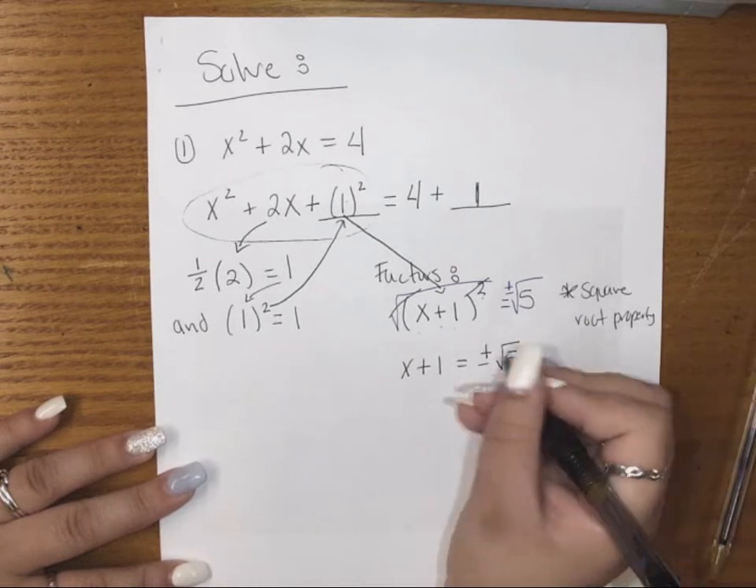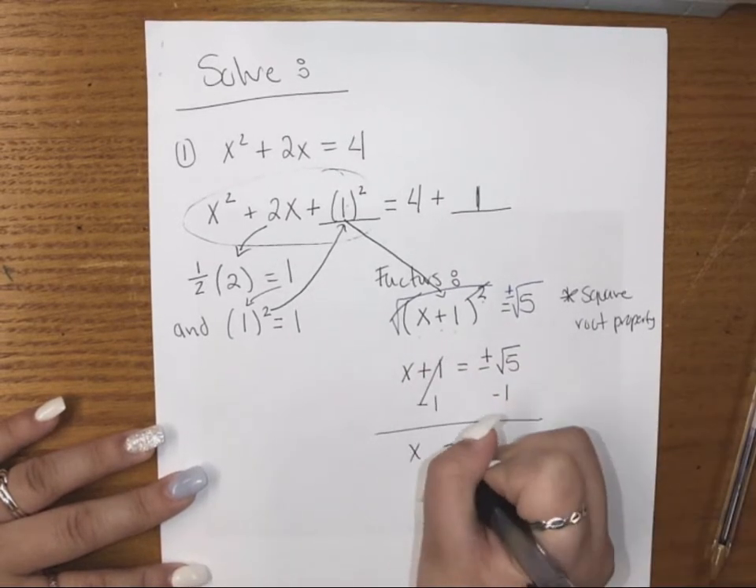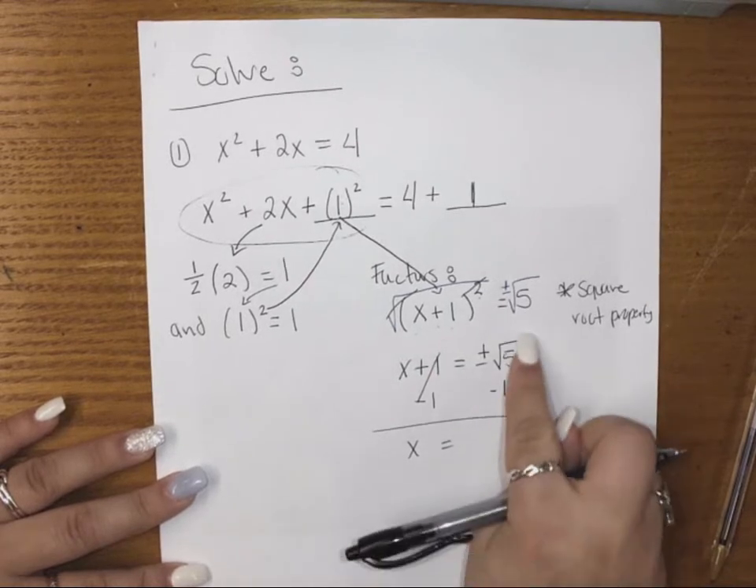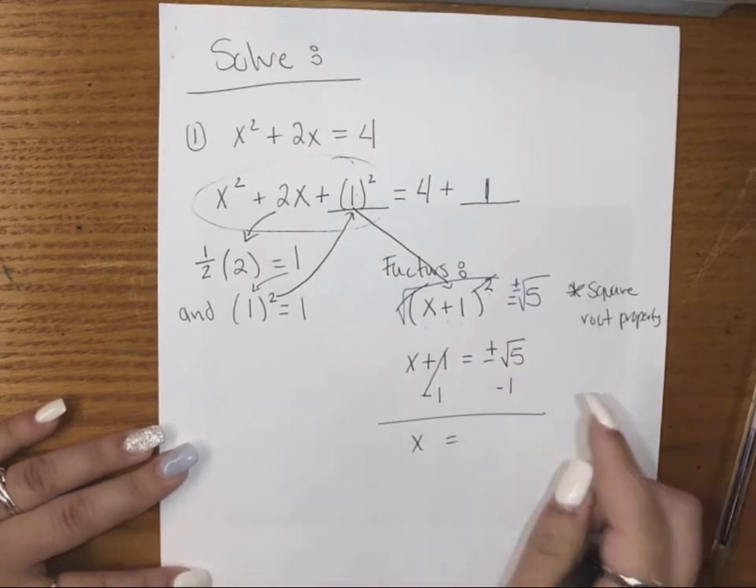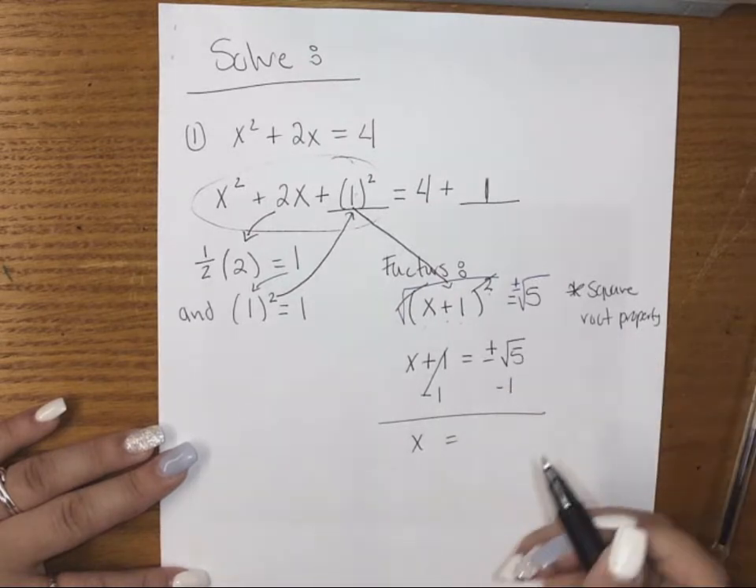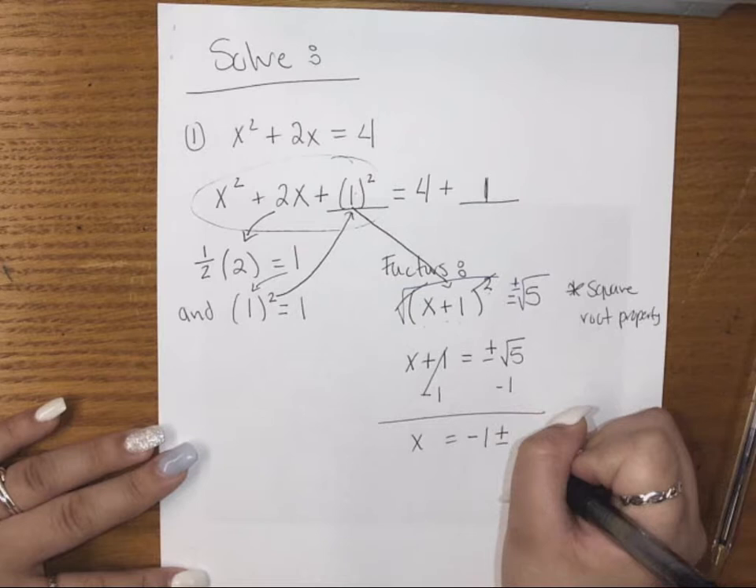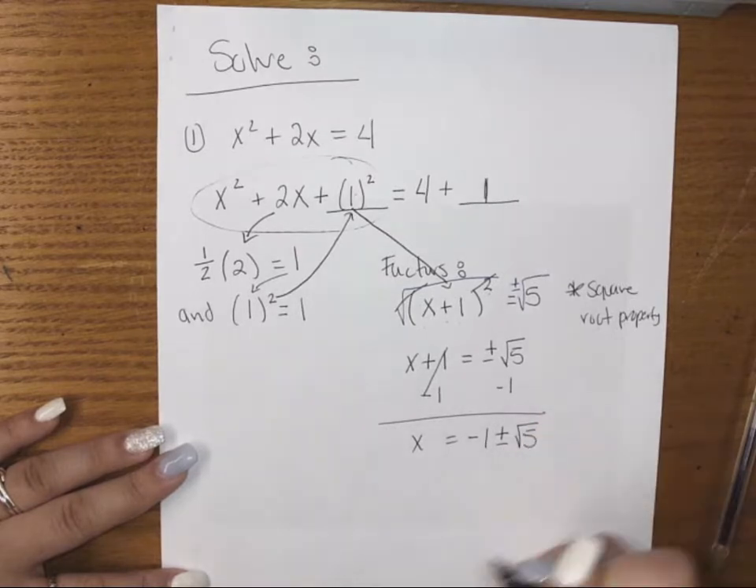We're solving for x, so we subtract 1 from both sides. Because of the plus or minus, you cannot combine them. And even if we didn't have the plus or minus, this is an outside number, this is an inside number, right? So we simply write negative 1 plus or minus the square root of 5.